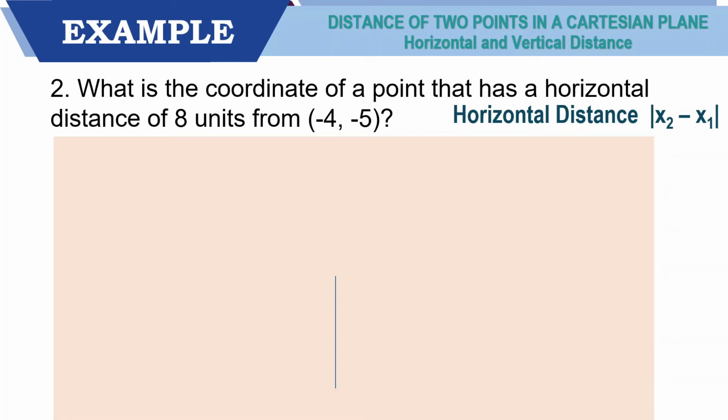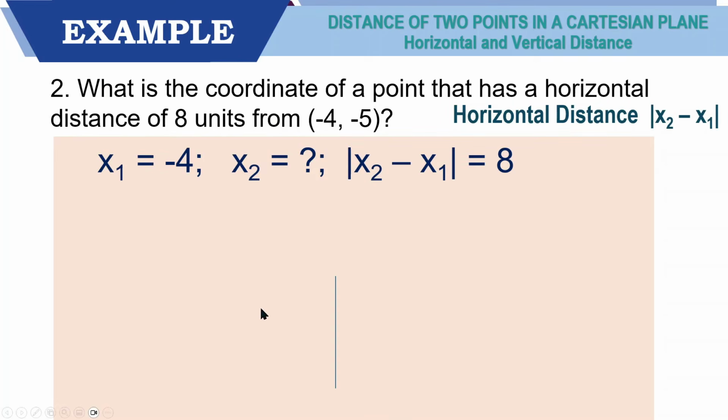Let's have another one. What is the coordinate of a point that has a horizontal distance of 8 units from negative 4, negative 5? X sub 1 equals negative 4, x sub 2 is unknown, and we know that their distance is 8. So writing that in the distance formula for horizontal, 8 is equal to the absolute value of x sub 2 minus negative 4. So removing the absolute value, we'll have both the negative and the positive equivalent of 8.